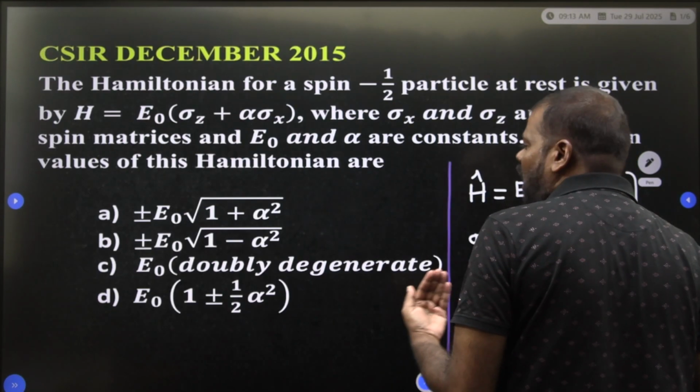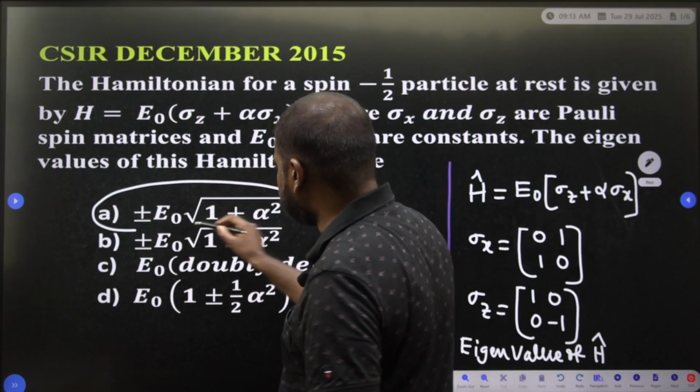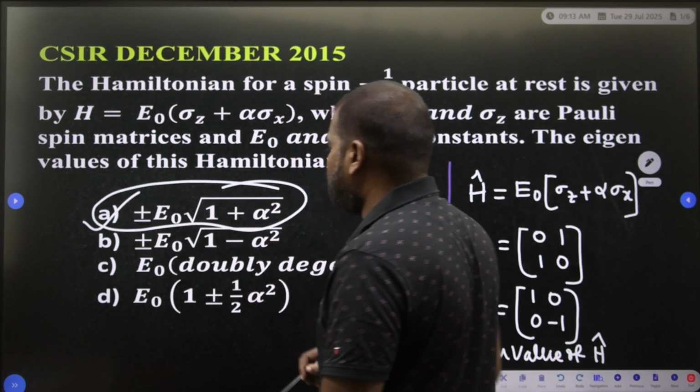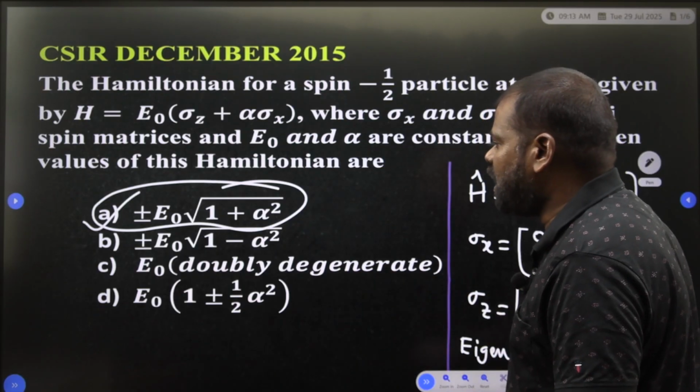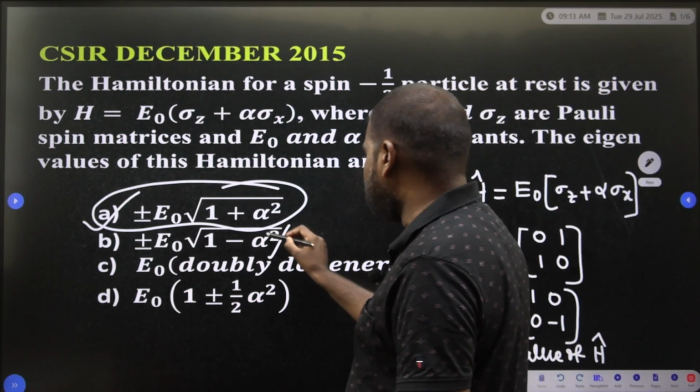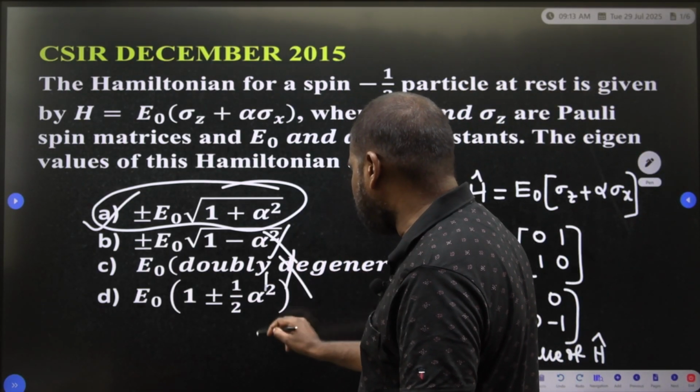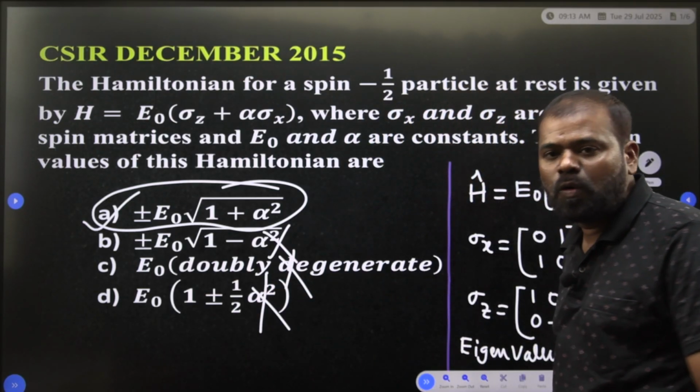Once you see the options, the first option is fitting: plus or minus E naught into square root of 1 plus alpha square. The second option is not correct. The third option is not correct. The fourth option also is not correct.